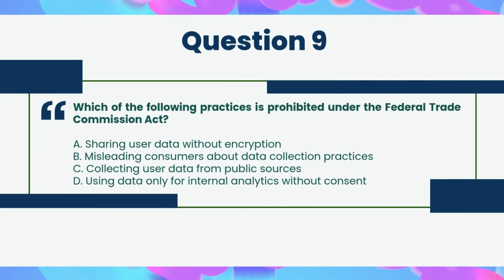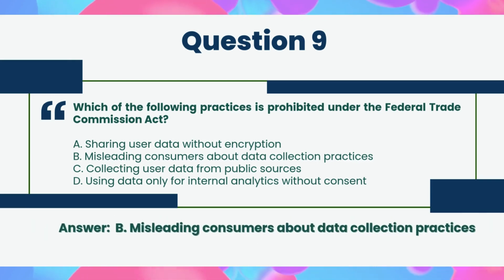Question 9. Which of the following practices is prohibited under the Federal Trade Commission Act? A. Sharing user data without encryption. B. Misleading consumers about data collection practices. C. Collecting user data from public sources. D. Using data only for internal analytics without consent. The answer is B. Misleading consumers about data collection practices. Under the FTC Act, businesses are prohibited from engaging in deceptive practices, such as misleading consumers about data collection and usage.